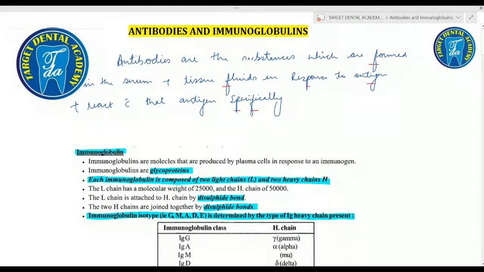Hi guys, so the next topic we are going to discuss is antibodies and immunoglobulins. So what are antibodies? Antibodies are substances which are formed in the serum and tissue fluids in response to an antigen and react with that antigen specifically. So basically these are formed in the serum. There are a number of immunoglobulins.